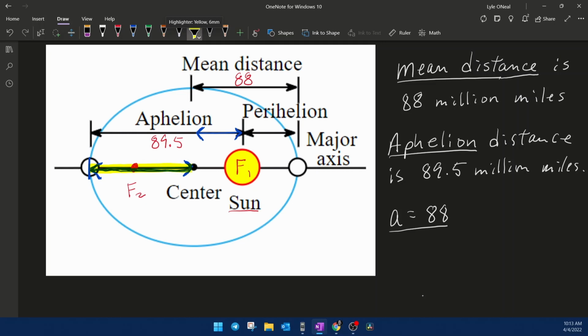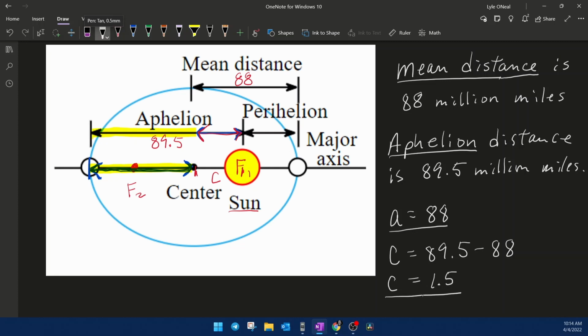The next thing I would like to point out is that this mean distance could represent this distance here, half of the length of the major axis. And if we subtract that amount from the aphelion, we're going to be left with this amount here. And notice that this length from here to here is the distance from the center to the focus, which is the value of C. So subtracting 88 from 89.5 will give us the value of C. And I believe that's going to be 1.5. And don't forget, these measurements are in millions of miles.